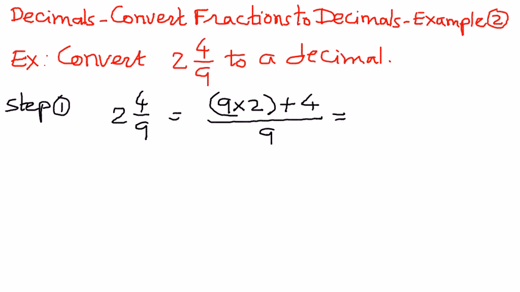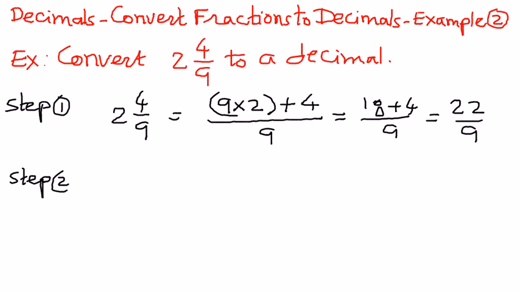So we can simplify this some more. 9 times 2 is 18, plus 4, divided by 9. 18 plus 4 is 22, divided by 9. Whenever the numerator is larger than the denominator, we call it an improper fraction. So now, in step 2, we are ready to perform the long division.